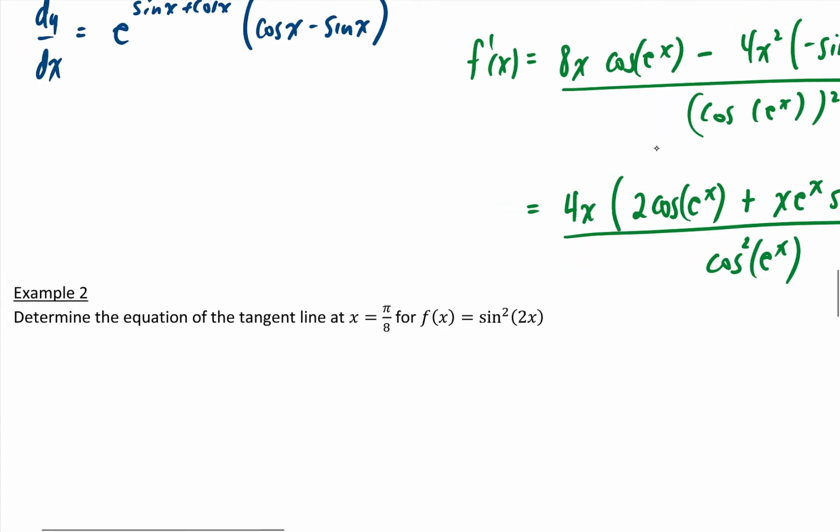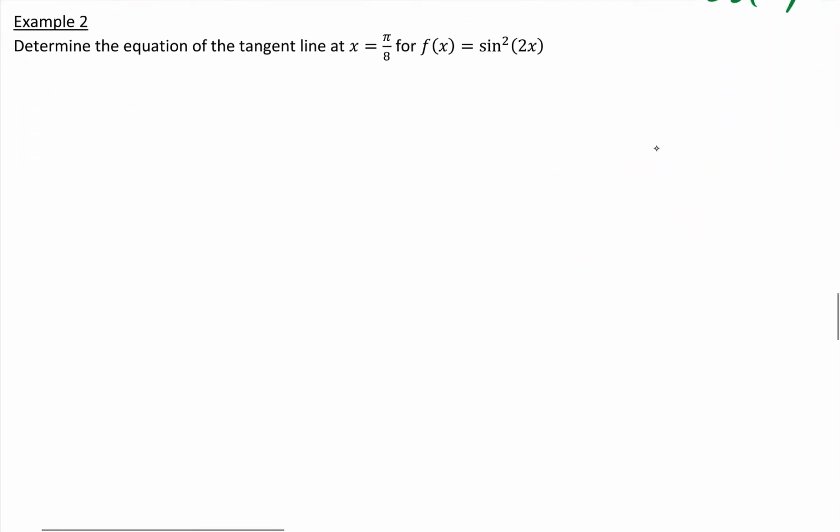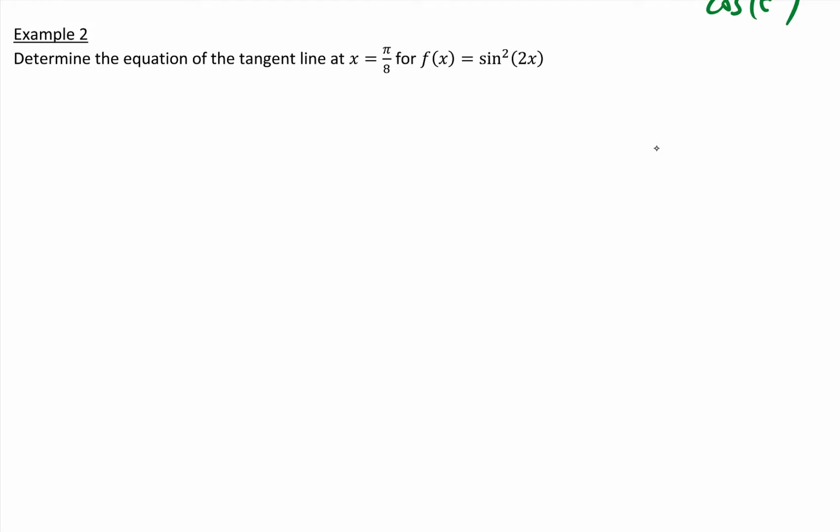Now let's take a look at a couple application questions. So first one, determine the equation of the tangent at x equals pi over 8 for the function sine squared of 2x. So remember, we can rewrite this as sine 2x all squared. So first of all, if we want to find the equation of the tangent, we need the slope of the tangent. So let's take our derivative for this function.